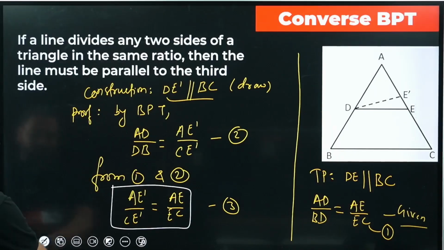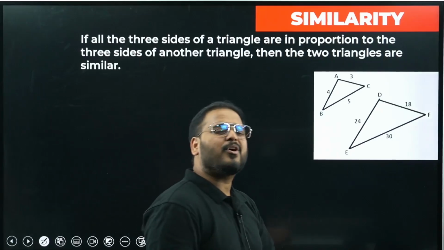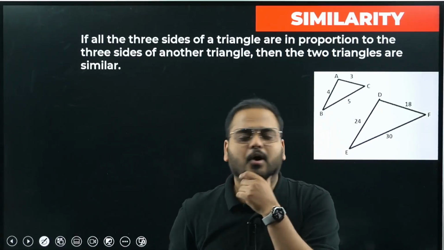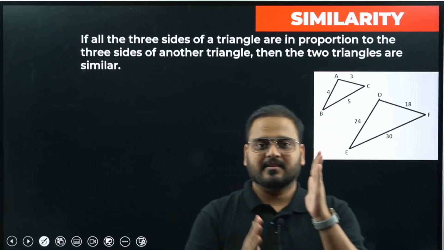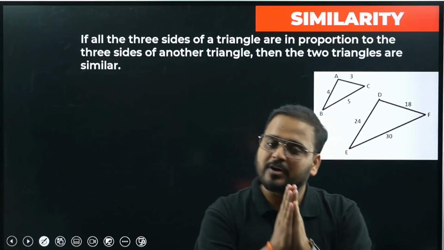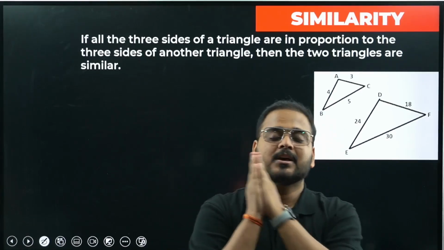Yes, okay. Now, I'll move on to criteria of similarity. First of all, when can we call a triangle similar? When can we call two figures similar? We have learned congruency, right? Congruency, if you remember, was nothing but when a figure can overlap with another figure.